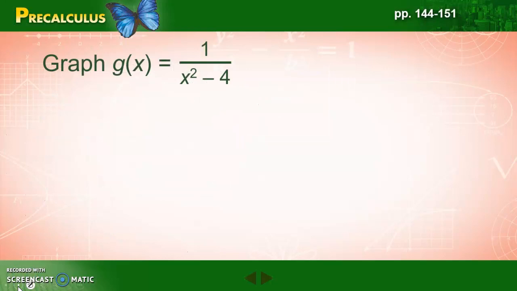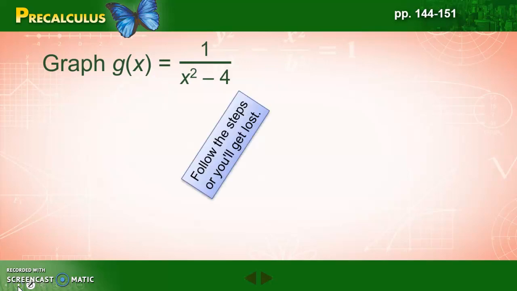All right, let's graph g of x equals 1 over x squared minus 4. Now, the first thing that we would do is go ahead and graph our original function, x squared minus 4. And that will help us see what the original function should look like. It will help us see where our 1s and -1s are, if any. It will also help us identify where our zeros are so we know where the vertical asymptotes will be when we graph our reciprocal function. So make sure that we're following our steps here or we are going to get lost.